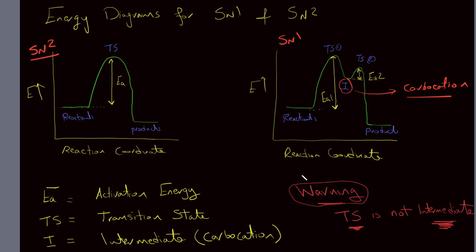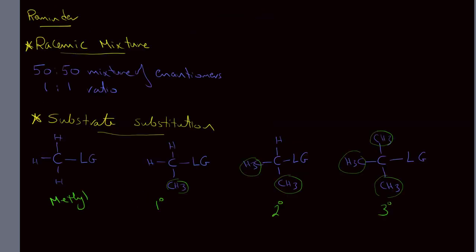Remember one thing very, very importantly, especially in true and false: a transition state is not an intermediate. A transition state is not a carbocation. A carbocation is an intermediate. That's true. So I is the intermediate, which is the carbocation. TS means transition state. EA is the activation energy. Couple of terminologies that we mentioned.